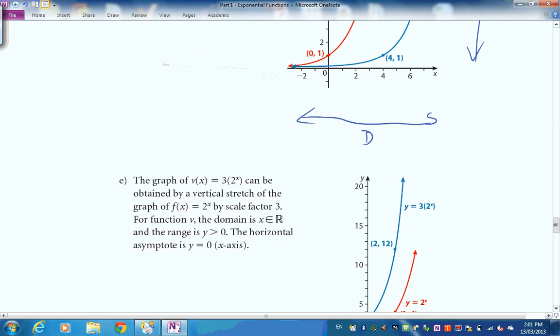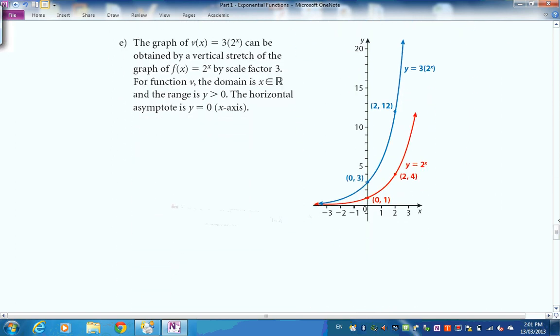Let's have a look then at part E, where we've got 2 to the x, there's our parent function in there, and we've multiplied it by 3. Do you remember? That's a vertical stretch by a scale factor of 3. So it's going to be stretched in this direction. Every y value is going to be multiplied by 3.